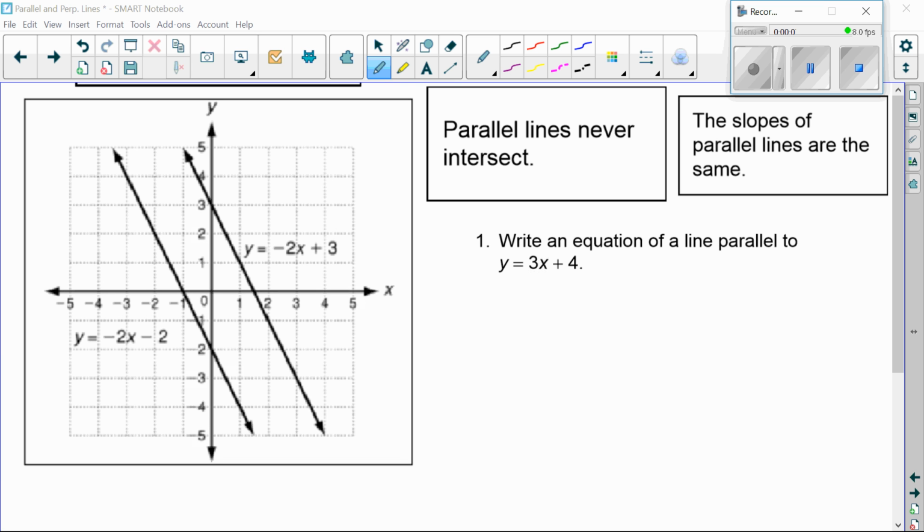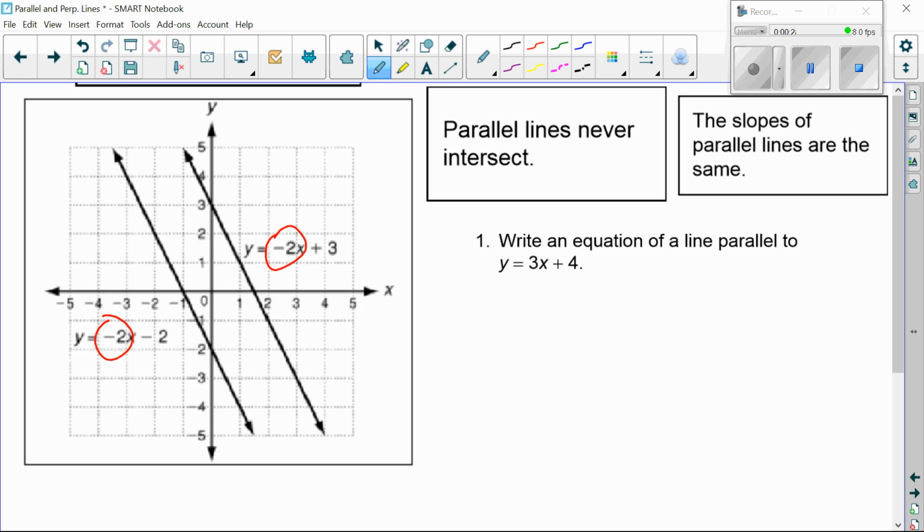Today we're talking about finding the slope of parallel lines. Parallel lines never intersect, and the slopes of parallel lines are the same. Take a look at this first example. We have this line, y equals negative 2x plus 3, and this line, y equals negative 2x minus 2. They have different y-intercepts, but the slopes are the same, so that makes the lines parallel.